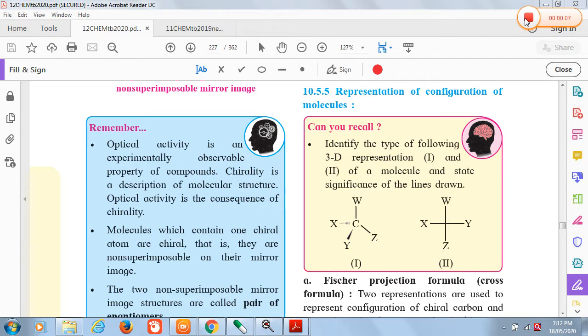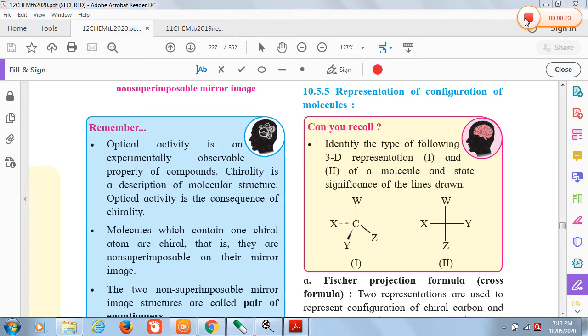We studied the topic halogen derivative. In that topic, now we have to learn about the representation of configuration of molecules. So for that purpose, can you recall some concept from 11th standard?